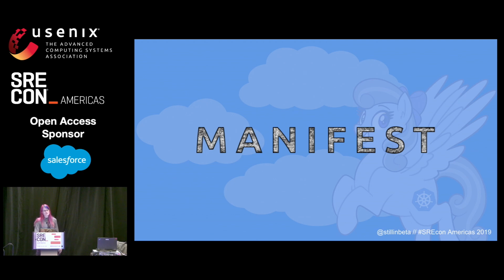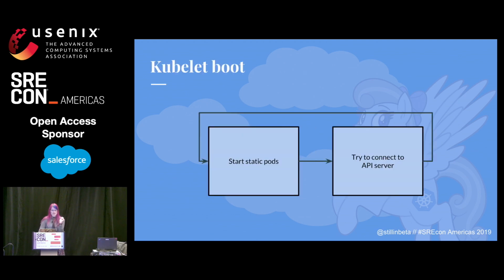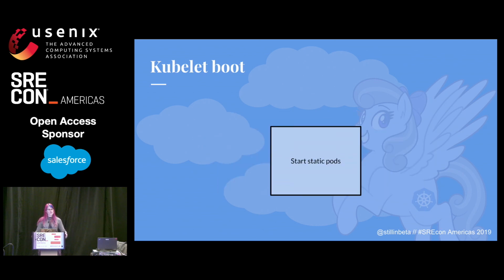So basically, the way that this process works is we start static pods. We try to connect to the API server. And if we don't, we go back to the beginning. We try to start those pods again. The interesting thing about this is that if the kubelet itself crashes, the containers themselves keep running. So we can just kind of crash loop forever trying to connect to the API server. But for this first step, we're not going to try to connect to the API server at all. We're just going to start a couple of static pods, and that's going to be it.